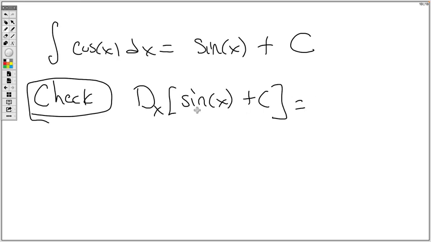Sure enough, what's the derivative of sine? What's the derivative of plus c? And so there you go.